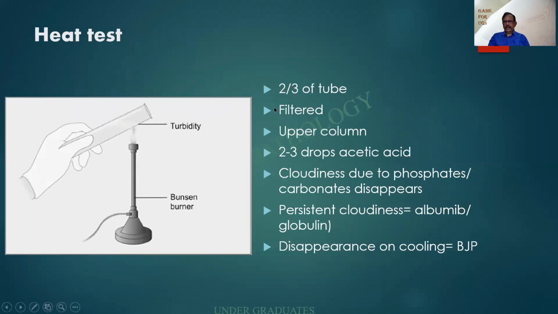Heat test. This is how it is being performed. And the cloudiness, if it is due to phosphates and carbonates, it disappears when we add acetic acid. You are supposed to add 2 to 3 drops of acetic acid. If it is due to other than proteins, they will disappear. If it is albumin, it is persistent. Heating and disappearing on cooling, it is BJP. It is not Bharatiya Janata Party, it is Bence-Jones protein.